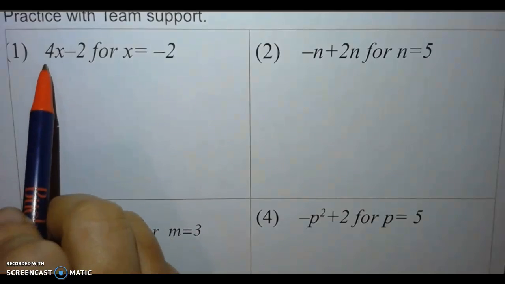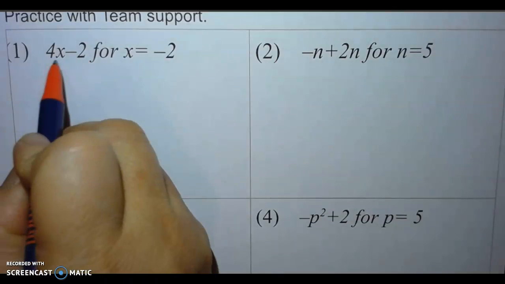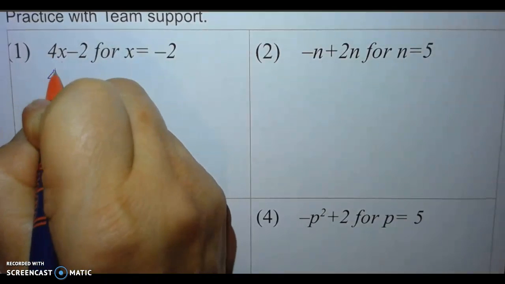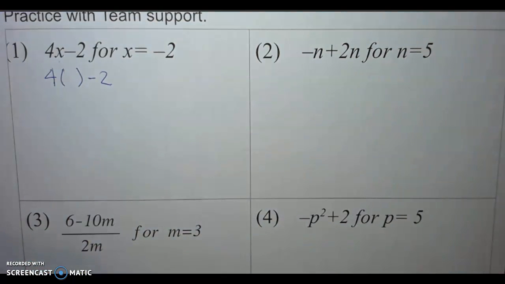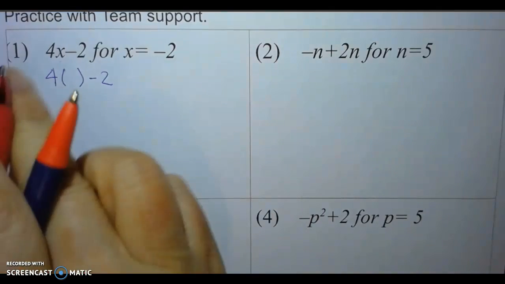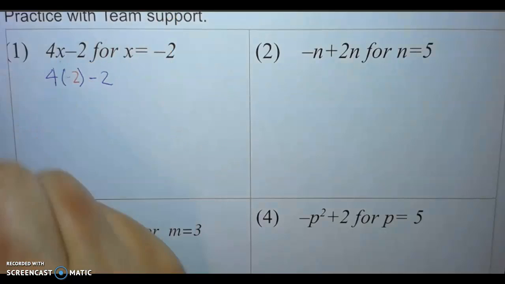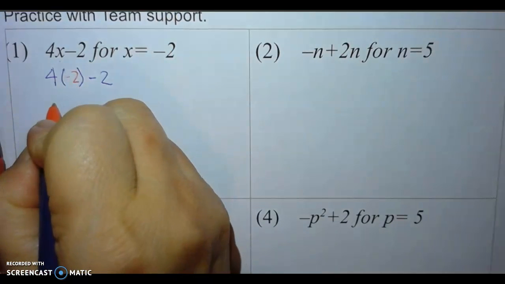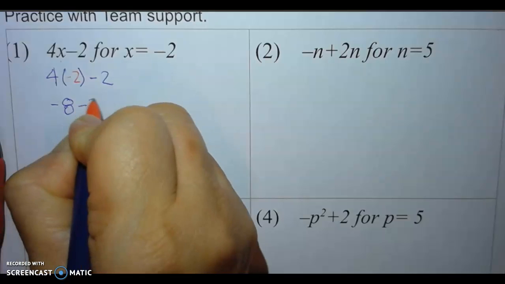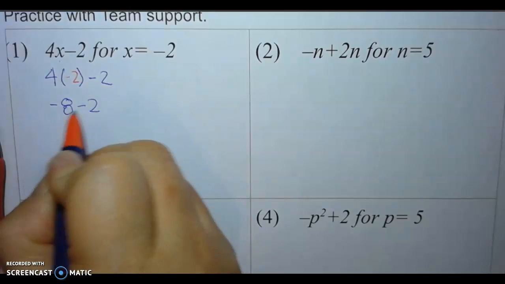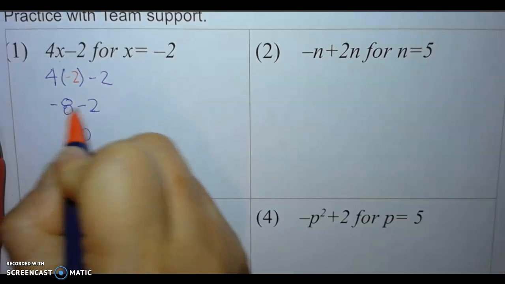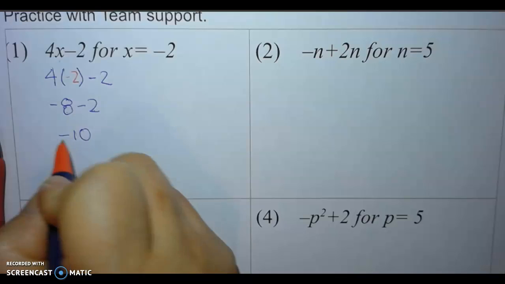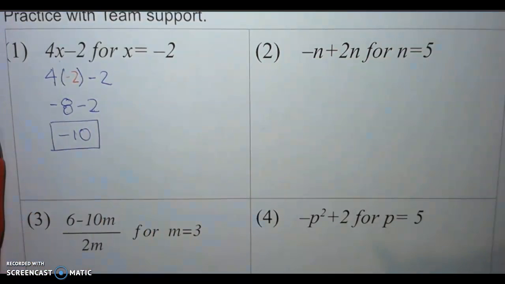Here we go. Okay, I'm going to go through this quickly. So instead of writing x, I'm going to replace that with parentheses, minus 2. Because x is exactly the same as negative 2, I am going to write negative 2. So that becomes 4 times negative 2, that's negative 8, minus 2. What's negative 8 minus 2? We are adding two numbers with the same sign. That means we add the two numbers, 10. We're dealing with negative numbers, so it's negative 10.